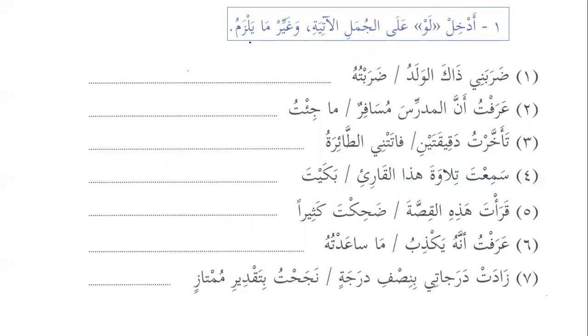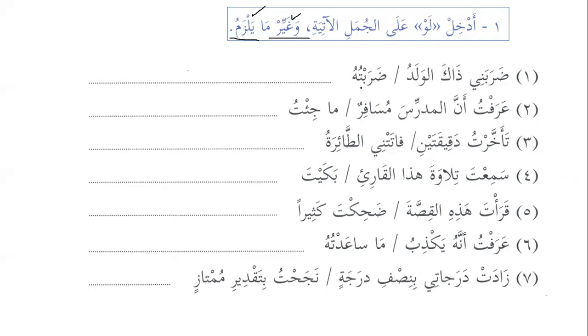So now we have to complete the sentences using law, and we have to change whatever is necessary. That means we have to make the necessary changes. غير، يغير، تغييرا. غير, this is the imperative verb over here, and لازم، يلزم, something that is required or needed. So basically we have to complete the sentences, whatever is needed to complete them. ضربني ذاك الولد ضربته. So we have to make a conditional sentence using law. Had that boy hit me, I would have hit him.